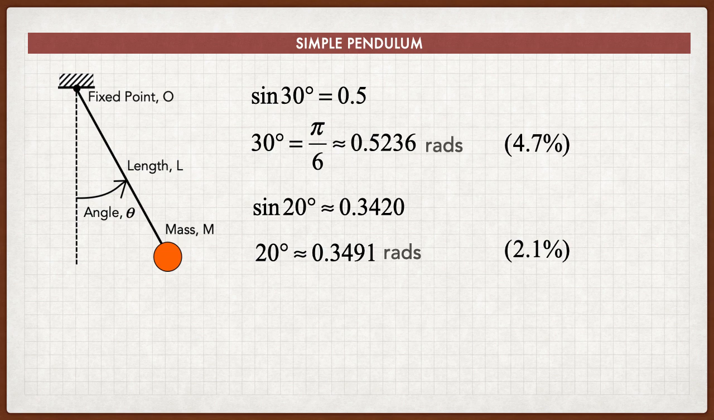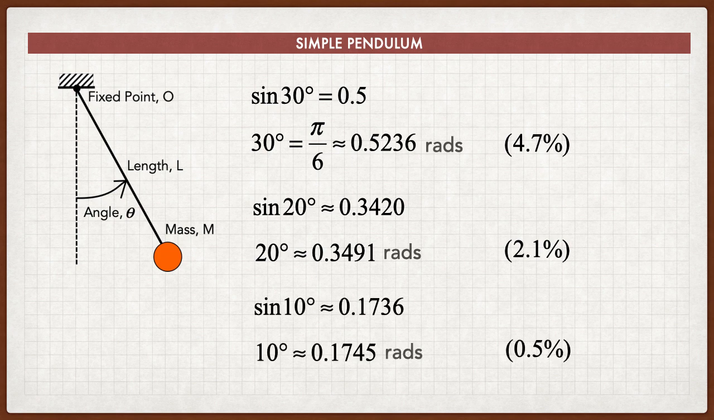Using 0.3491 for 0.3420, we end up with 2.1% high. Let's try 10 degrees. Whoa, only 0.5% off. Okay, so for small angles, we can use the angle theta instead of the sine of the angle.